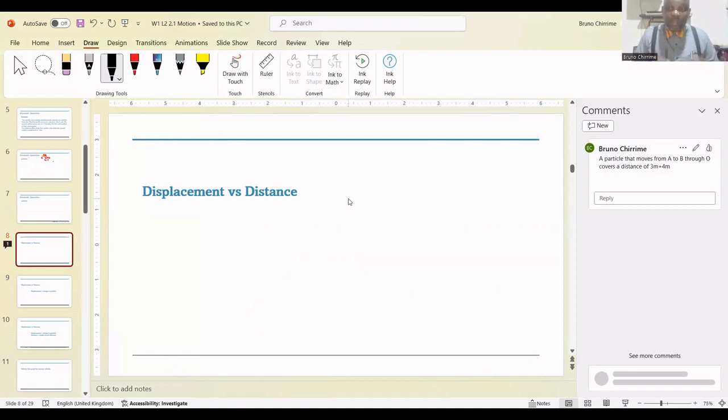Let's not say whether it's centimeters or meters or kilometers. Let's just say 3 units of distance. You move to the north 3 units, 1, 2, 3. So you have moved the distance of 3 units right there, and let's call that point O. You move from point A to point O, and you've moved 3 units. That's the distance that you've covered.